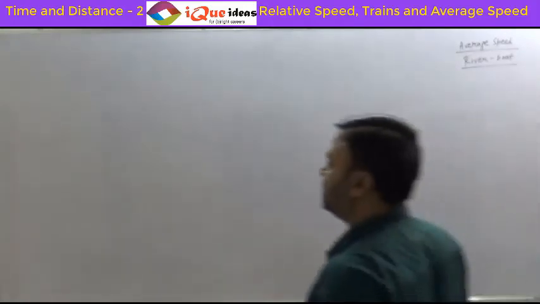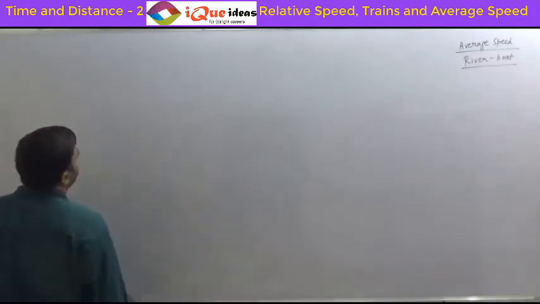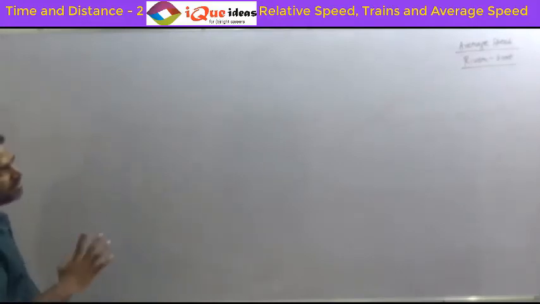Okay, now in this session, we will take a couple of questions, then we will take average speed and river code. Okay, so first question.